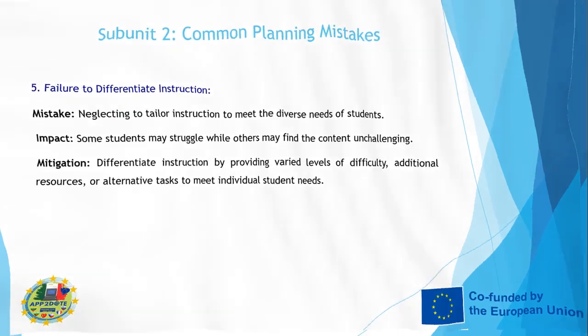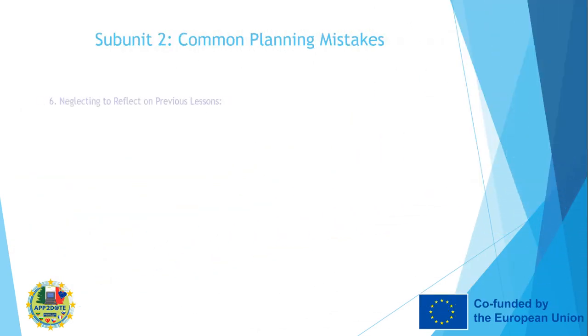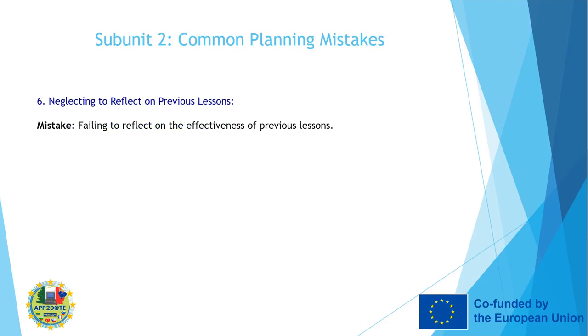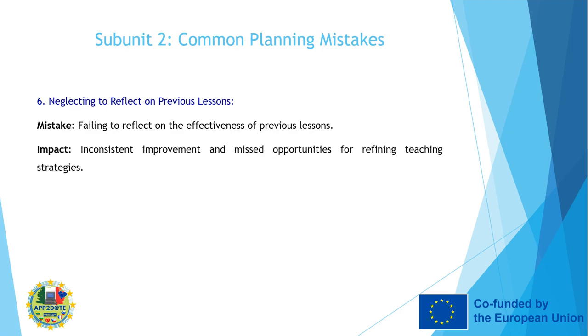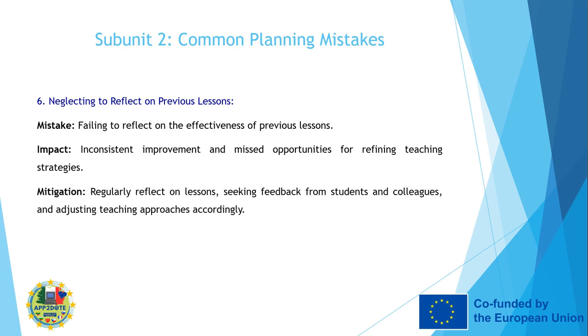6. Neglecting to reflect on previous lessons. Mistake: failing to reflect on the effectiveness of previous lessons. Impact: inconsistent improvement and missed opportunities for refining teaching strategies. Mitigation: regularly reflect on lessons, seeking feedback from students and colleagues, and adjusting teaching approaches accordingly.